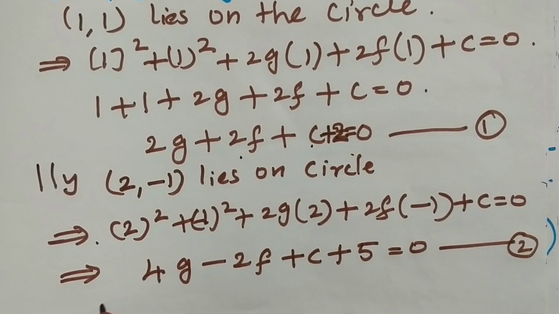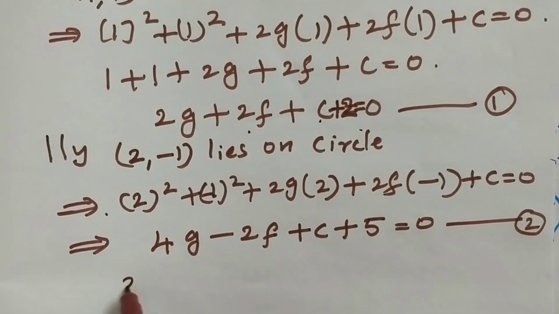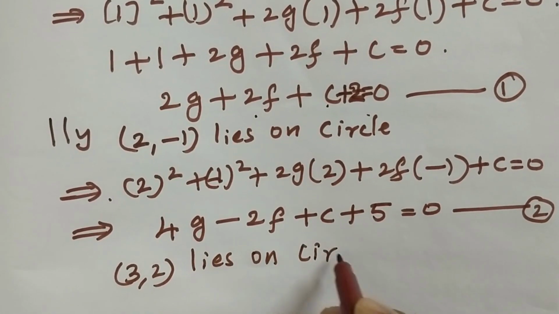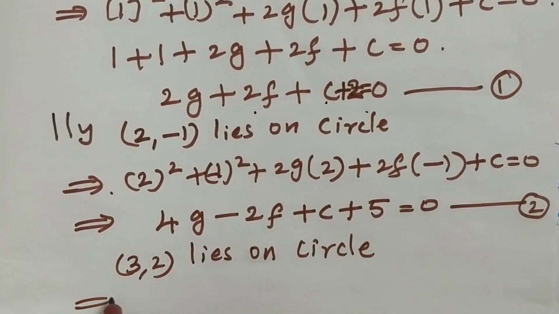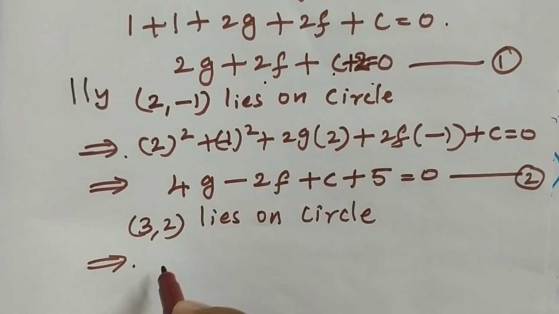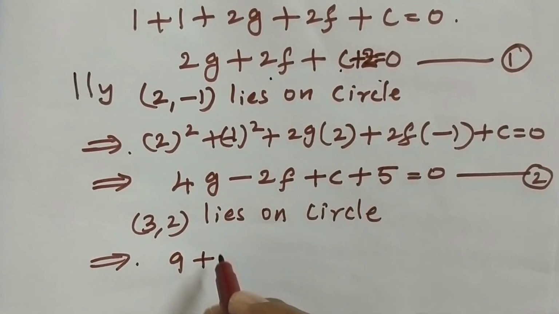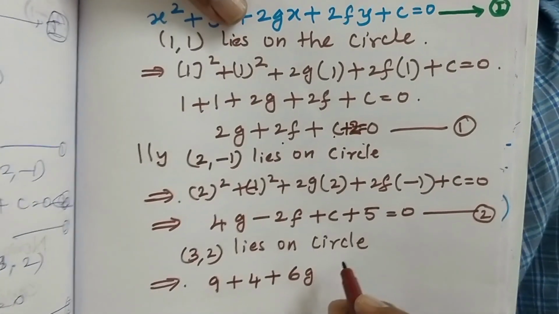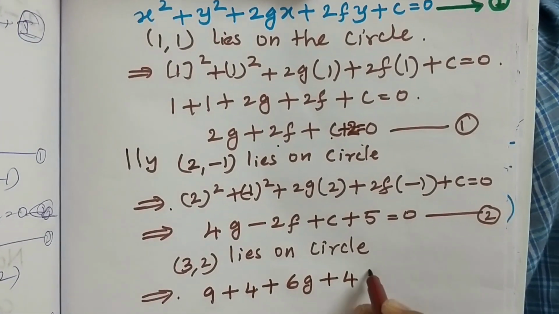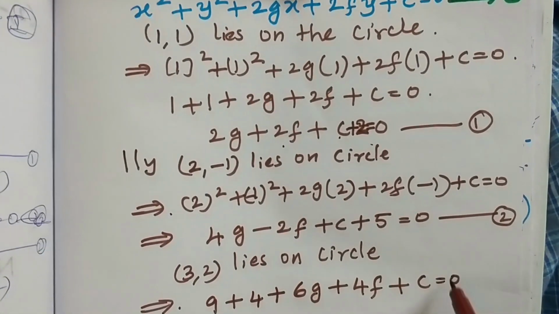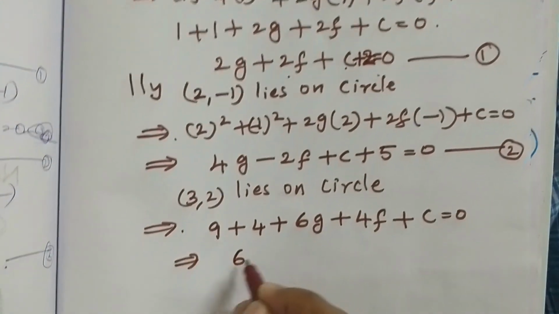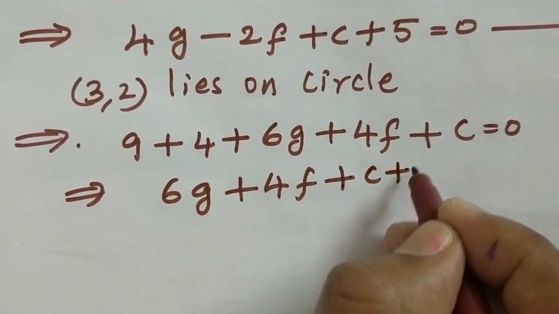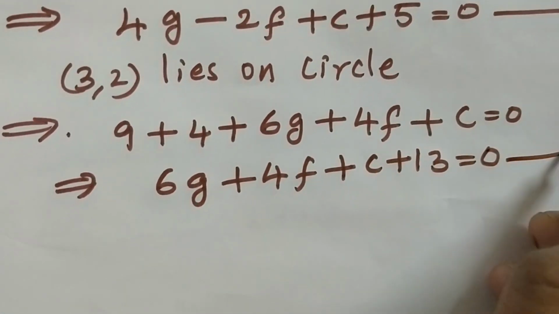And 3, 2 lies on the circle gives us, what is 3 square? 3 square is 9 plus 2 square is 4 plus 2g into 3 is 6g plus 2f into 2 is 4f plus c is equal to 0. This gives us 6g plus 4f plus c plus 13 is equal to 0. This is my third equation.